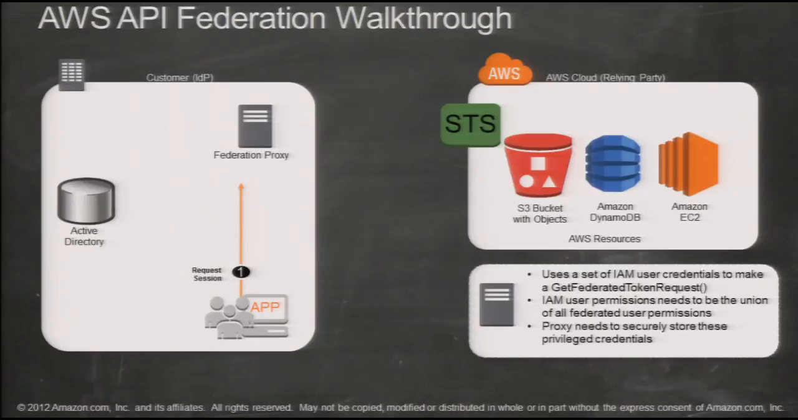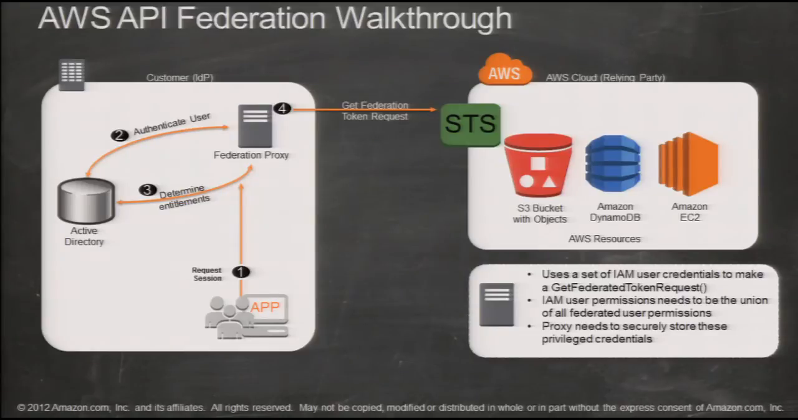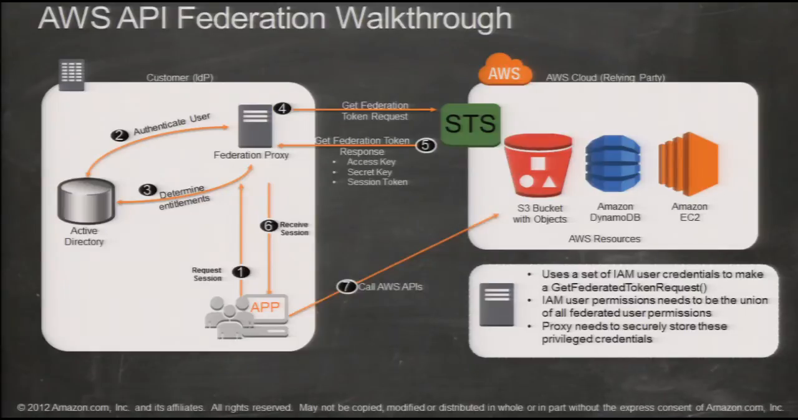Anyway, they hit the proxy server. It gets authenticated by Active Directory. We're going to determine their entitlements based on their group membership and policies that are applied to those groups. And then we're going to make a call over to STS requesting the session. It's going to give us back the session response that includes the temporary credentials. The application is then going to take those credentials and make subsequent calls to Amazon APIs.